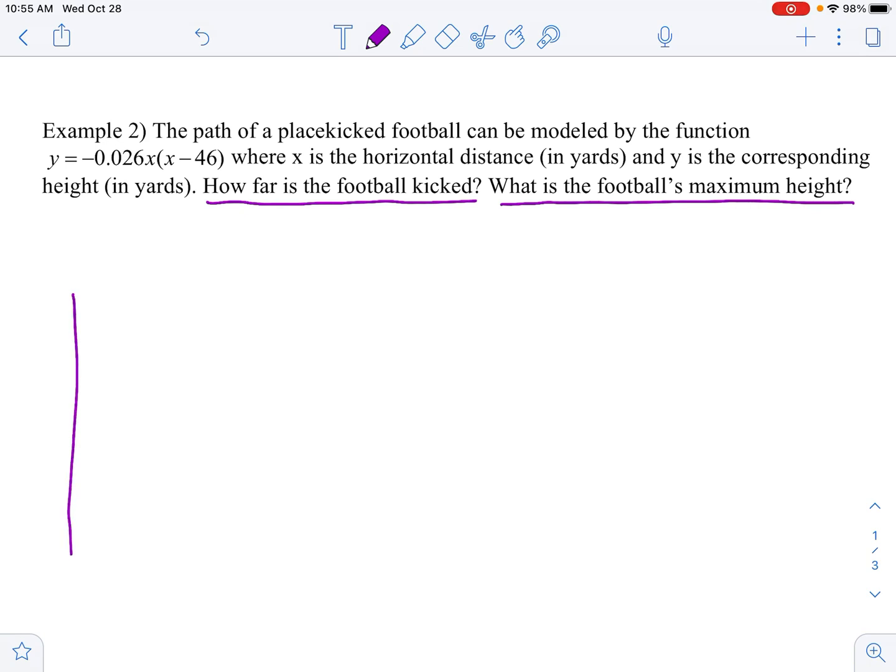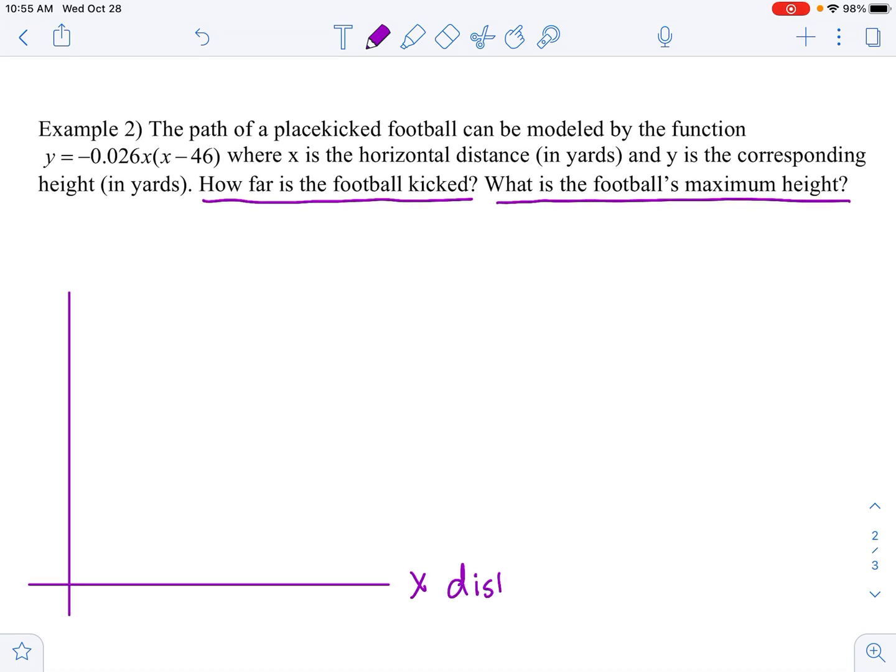All right, so I'm going to draw a picture. Again, the y-axis off to the left and the x-axis kind of low. Now in this case, x is our distance in yards, and our y-axis is our height, also in yards.